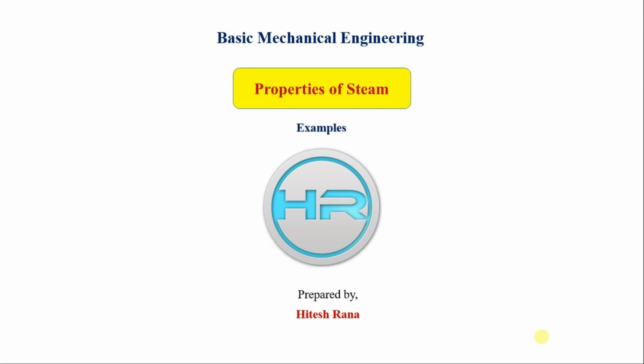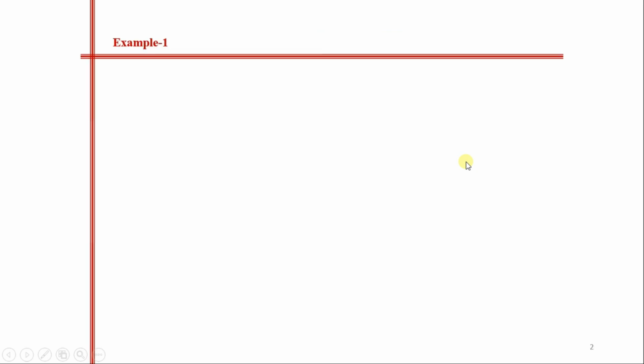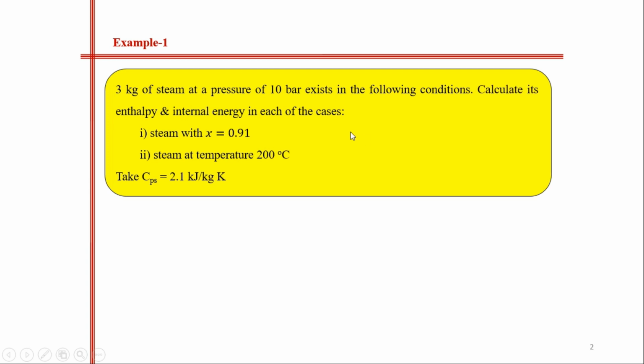Okay, so today we will continue our examples on properties of steam. So, example number 1: 3 kilogram of steam at a pressure of 10 bar exists in the following conditions. Calculate its enthalpy and internal energy in each of the following cases.